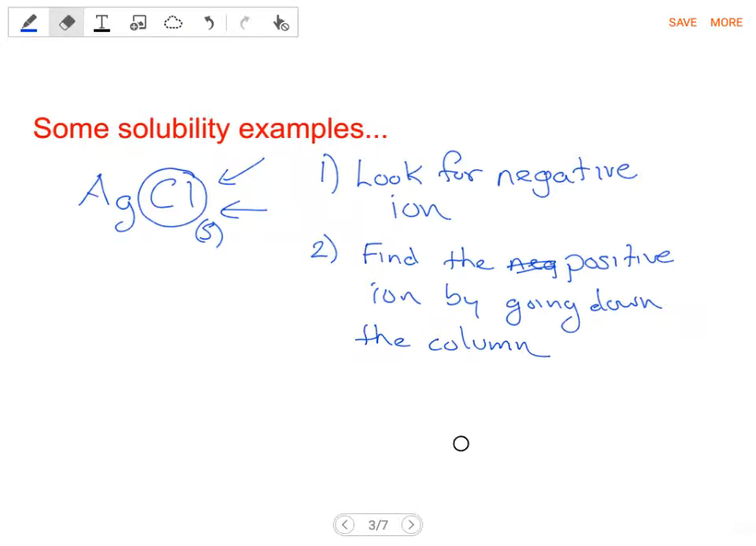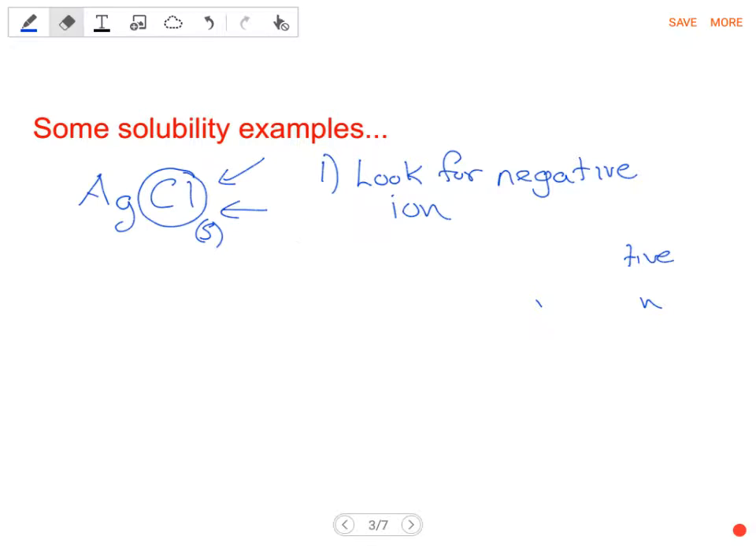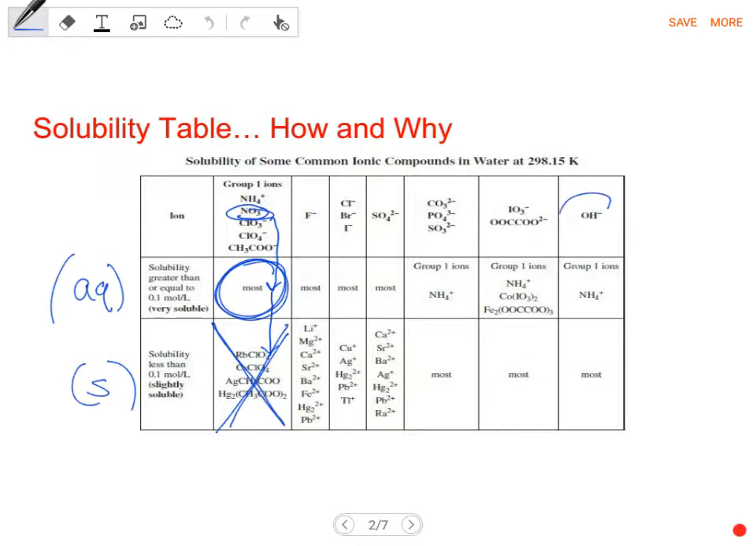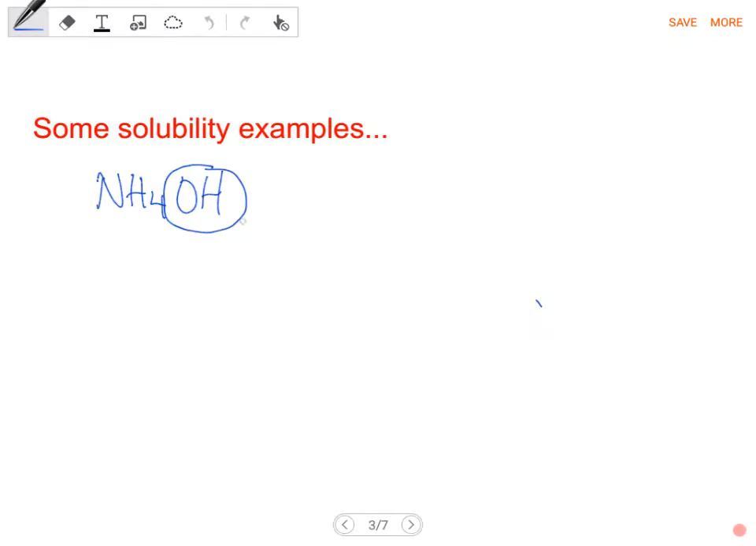Let's maybe do a little bit quicker. I'm just going to erase all this. Of course, you guys can rewind everything. So let's just try, I don't know, NH4OH. Okay, so where does that go? Well, OH is your negative ion. Go back to the table. Whoa, here's OH right there. Go down. Oh, there's NH4. That's in that line. Okay, must be AQ.